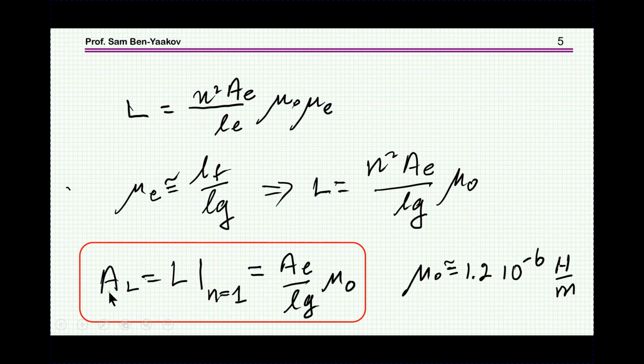So A sub L is this inductance for one turn, and lo and behold, we are getting that A sub L is equal to the cross-section area of the core over the length of the gap times mu 0, independent of any other parameters of the core. And this is sort of a universal expression. So I've decided to see how good is it? I mean, how good does it really represent actual cores?